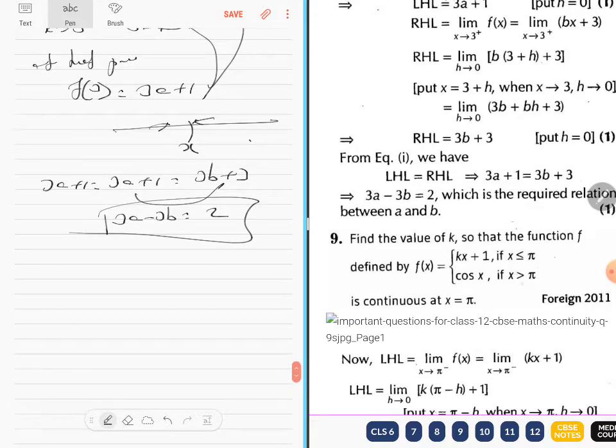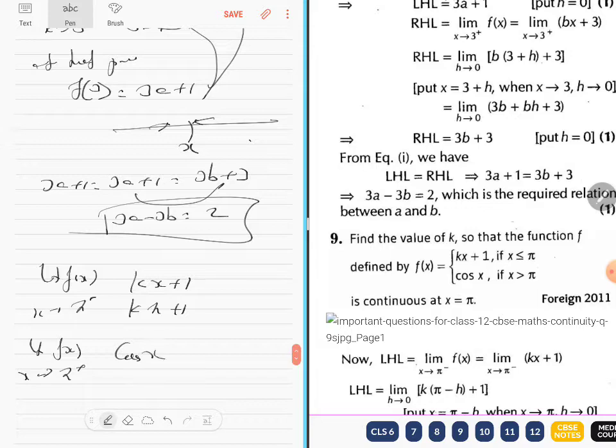Find the value of k for which... okay, the moment you see the sum, you know you're going to come to pi from the left and pi from the right. Limit of f of x as x tends to pi from the left. What is the formula? kx plus 1. Where in the place of x you can substitute pi because it's direct substitution. There is no denominator.